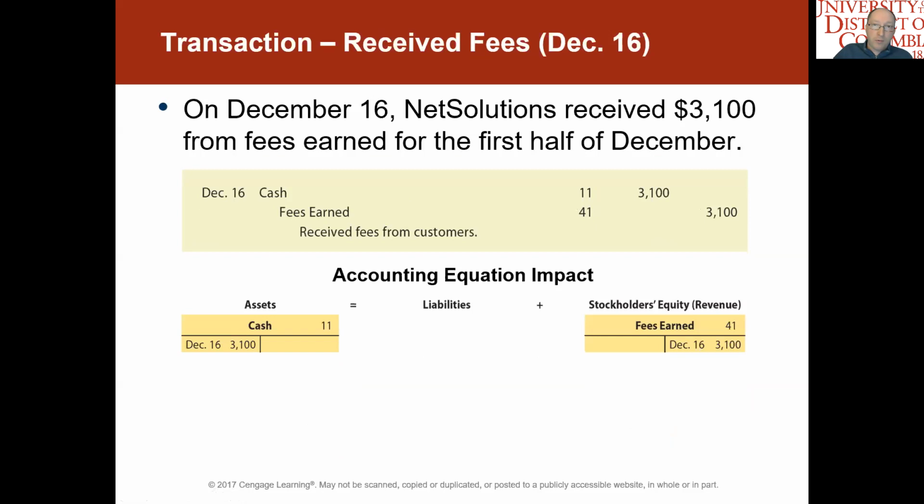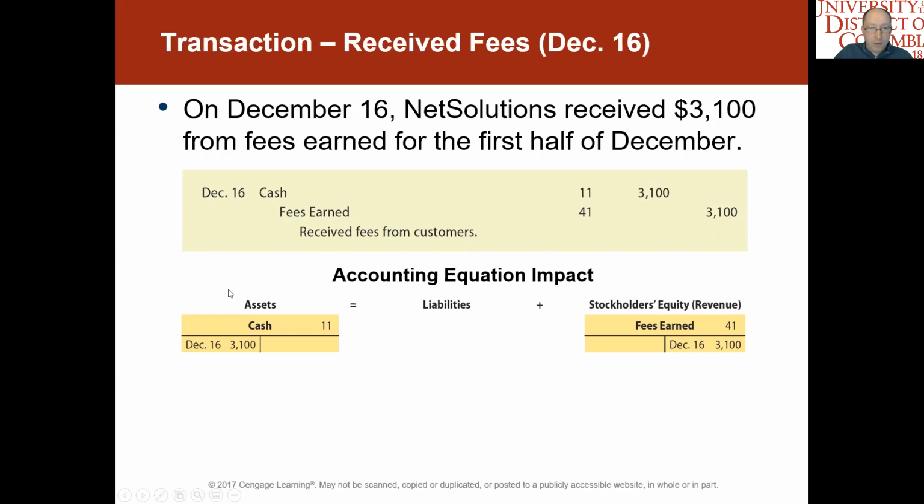Another example, we are receiving cash from our customers. $3,100 we're receiving from our customers. December 16th, we received $3,100 from our customers. So debit cash, $3,100. And we are going to credit our fees earned to show an increase in our revenue of $3,100. Received fees from customers is the note.